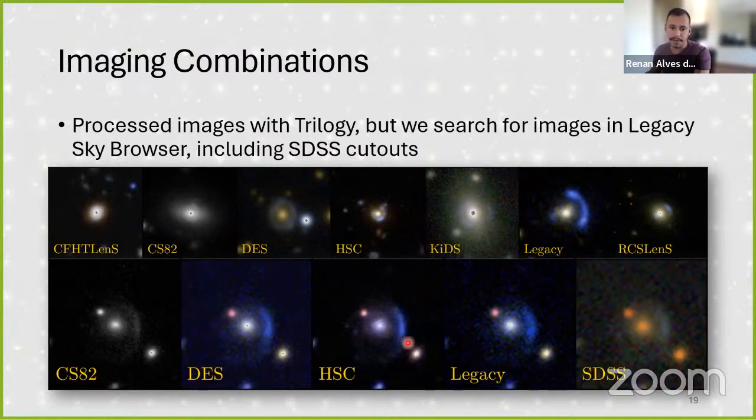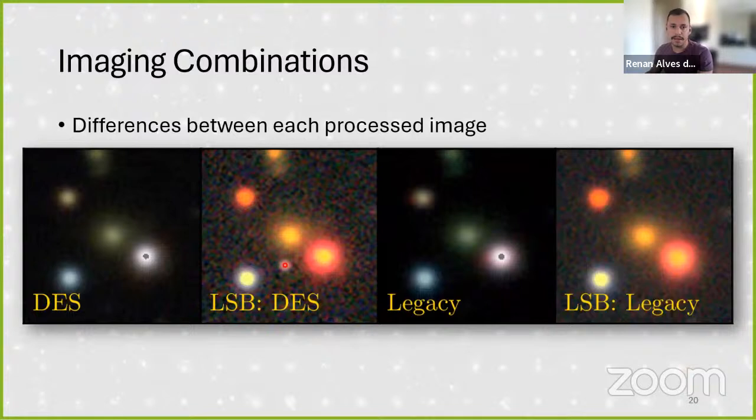So this image is this object seen in different surveys, and all of this information is available in the catalog. And also, depending on how you combine the image, you might see, for example, this, you might think it's a perfect Einstein ring, but it's not, it is only an artifact of the image processing.